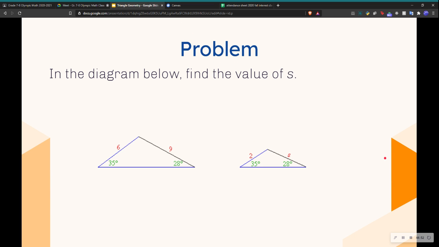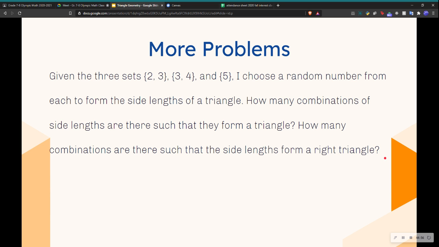Okay, let's move on. I think there's just 3 problems at the end of the slideshow. Here's the first one. Given three sets: here's the first set, you have 2 comma 3. The second set is 3 comma 4. And the third set just has the element 5 and nothing else. So here are the 3 sets.